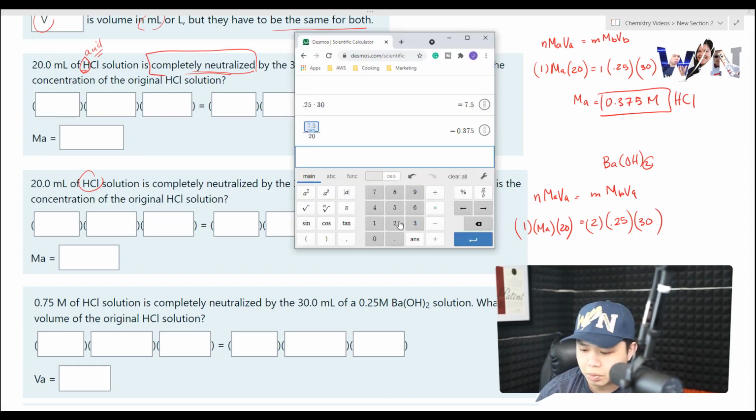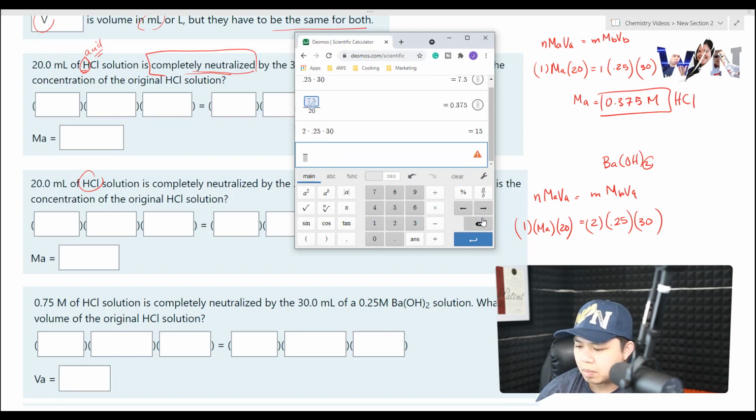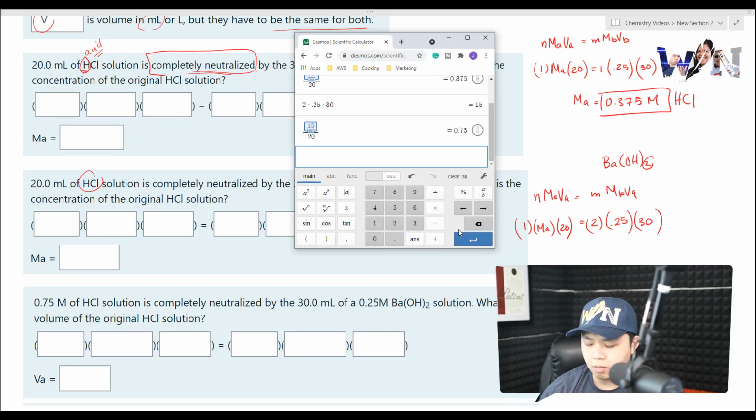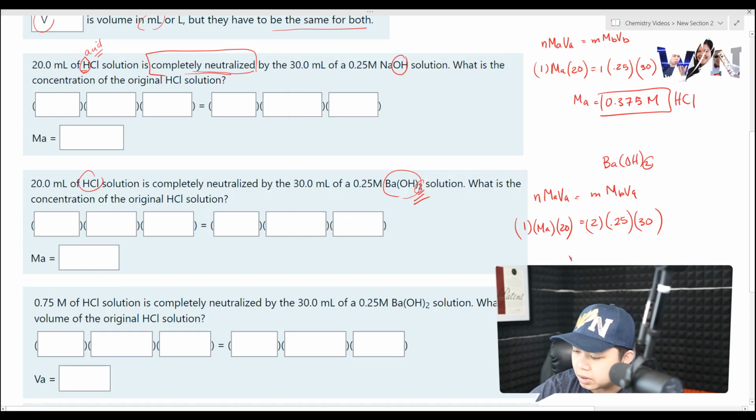We have 2 times 0.25 times 30, enter. And before we divide, we need to bring down the answer and divide by 20. There you go. Our answer in this case has now changed. In this situation, we have Ma equal to 0.75 molarity of HCl. And the cool thing about this is once you have molarity, you can convert to moles and you can do anything with it.